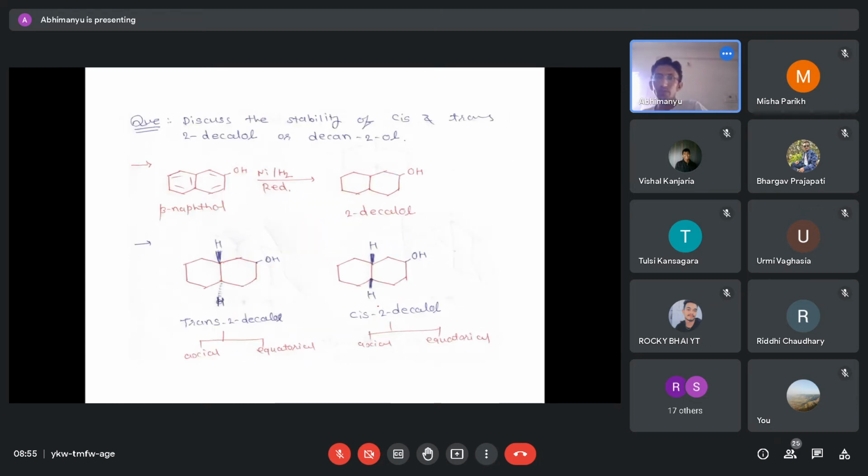Now we will try to understand the importance of the different projections of the 2-decalol.